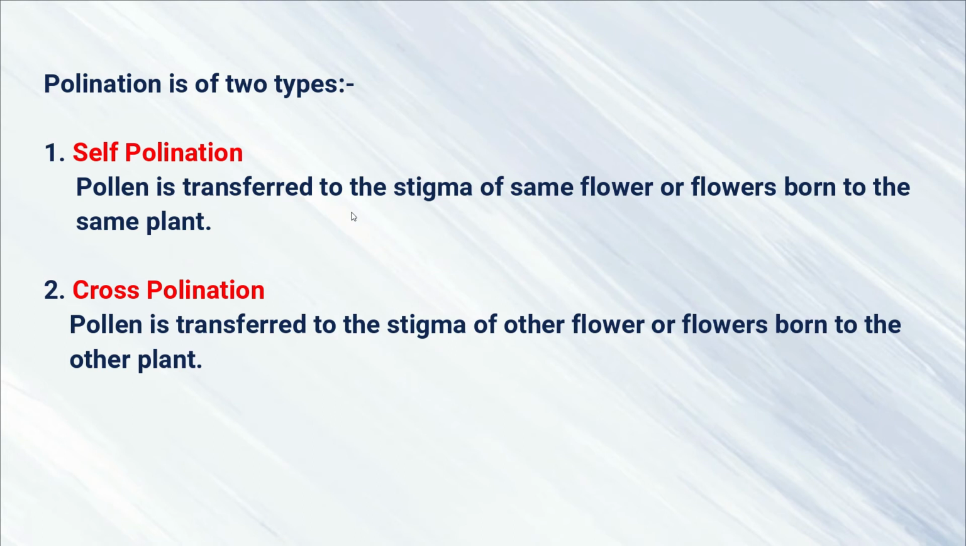And cross pollination is what? When the pollen is taken from the anther to the stigma of other flower born to the other plant, that is known as cross pollination.